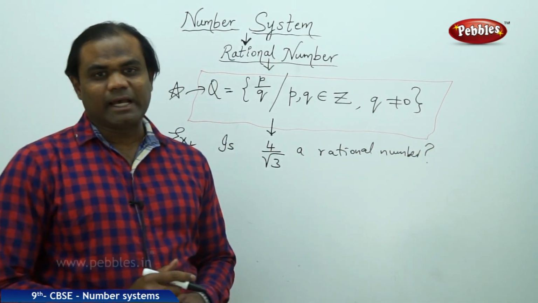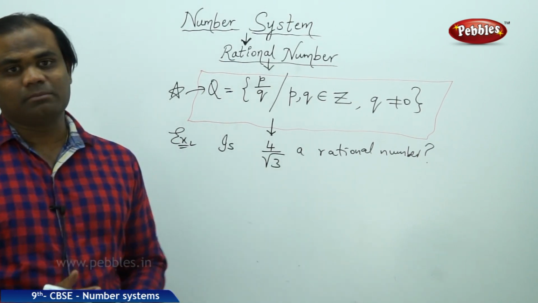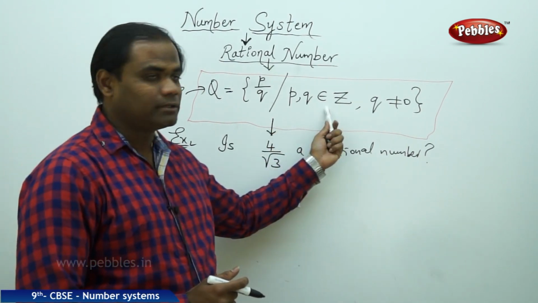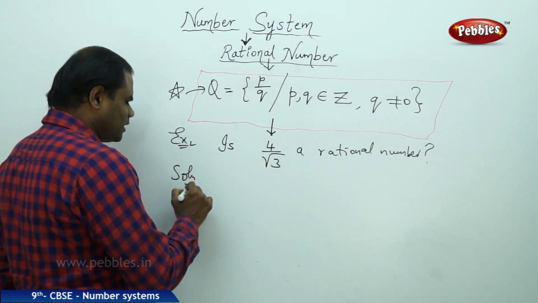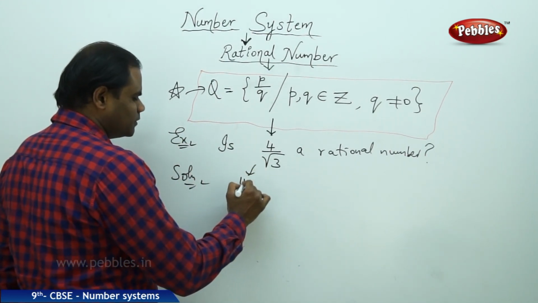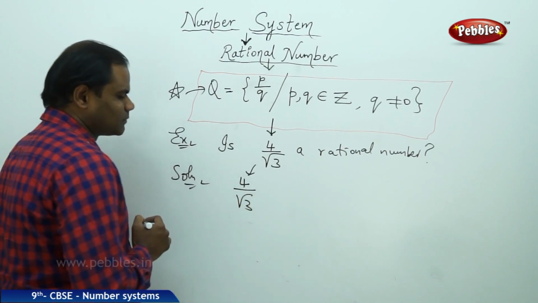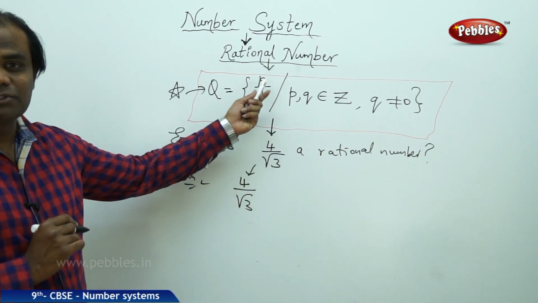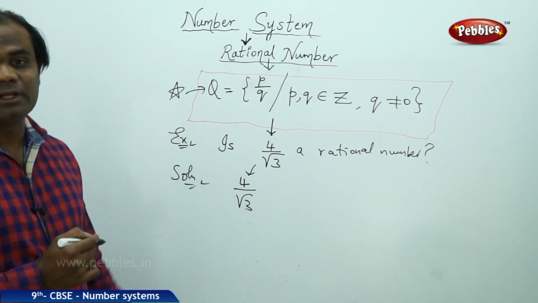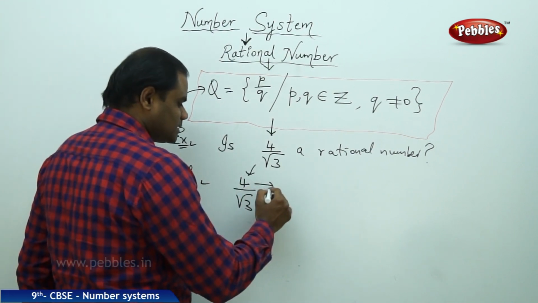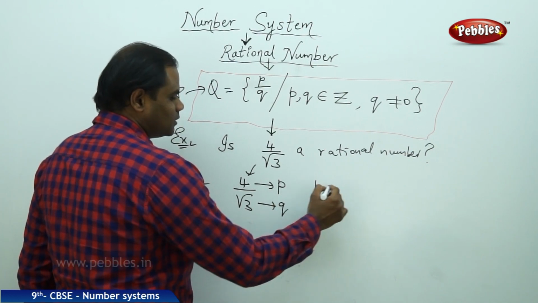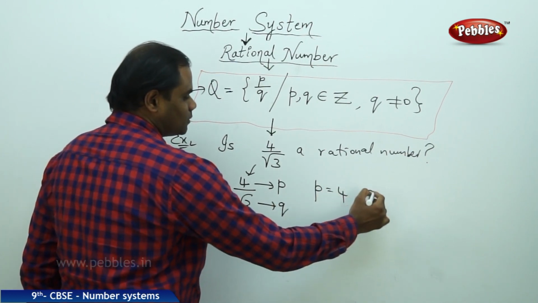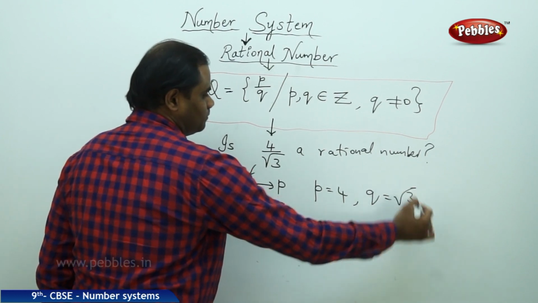So in order that I identify for this to be a rational number, I have to pass through the two tests, test 1 and test 2. So coming to the number, let me pick the number which is 4 over root 3 and identify each of P and Q from the given number. So clearly I see my P is 4 and Q is root 3.